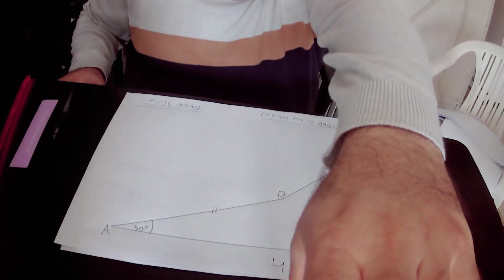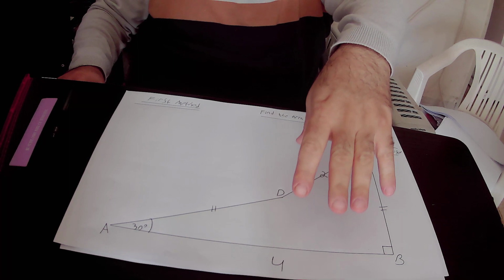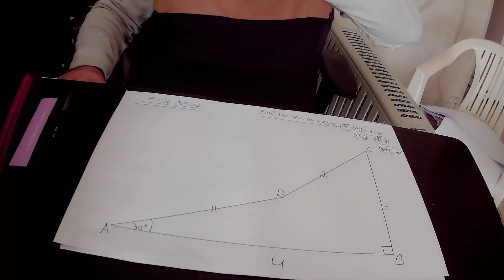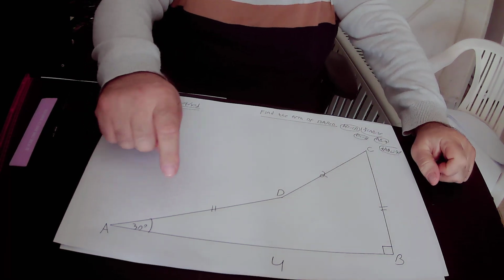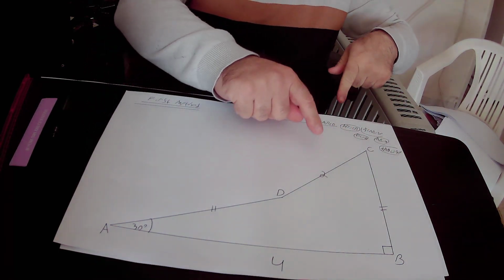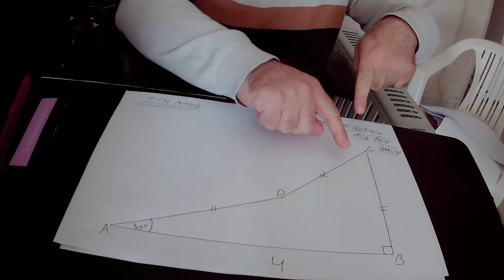Hello, in this lecture we will find out the area of quadrilateral ABCD using two different methods. In the drawing we have quadrilateral ABCD. We know that side AB equals 4 units, side CD equals 2 units, and we also know that AD equals CB.